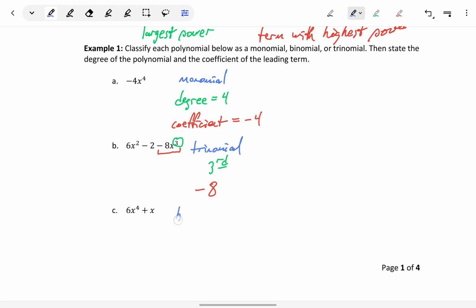Then in part C, we have a binomial, since we have 2 terms. We can see that the largest power any variable is being raised to is 4, so this would be a 4th degree polynomial, or a polynomial of degree 4. Whichever term has that largest power is also our leading term, and that coefficient for the leading term would be 6 in this case.